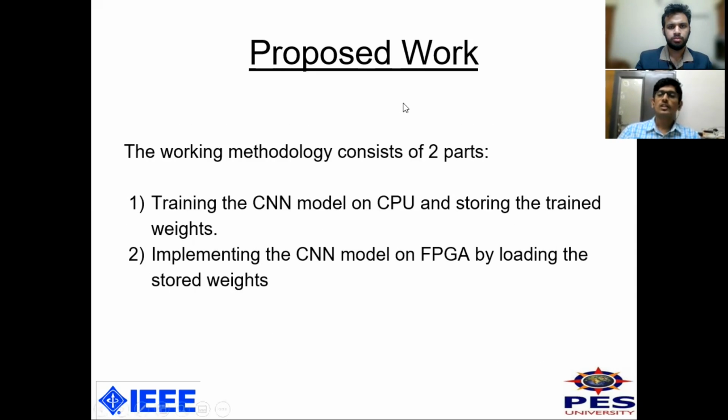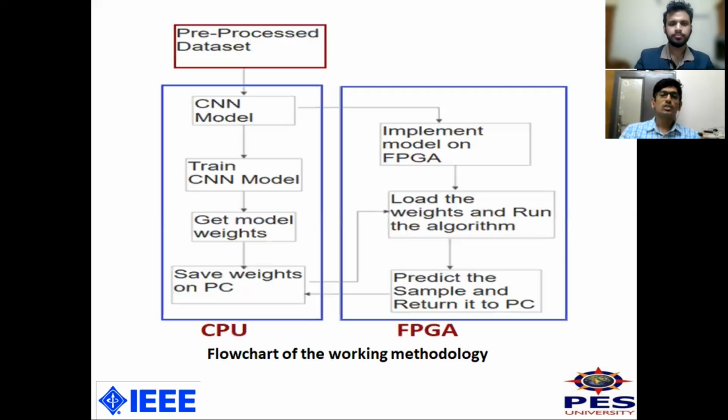The working methodology consists of two parts. The first is training the CNN model on a CPU and storing the trained weights, and the second is implementing the CNN model on FPGA by loading the stored weights. It is shown in the block diagram here.